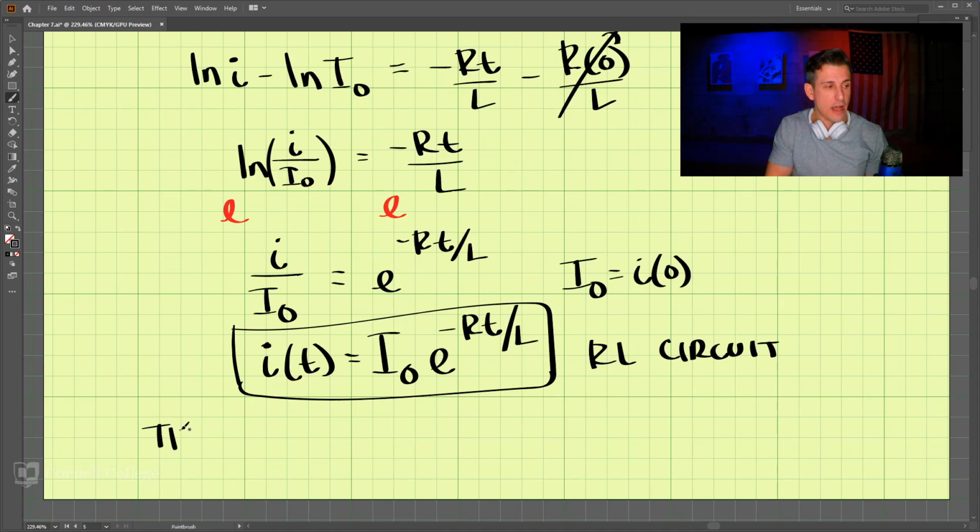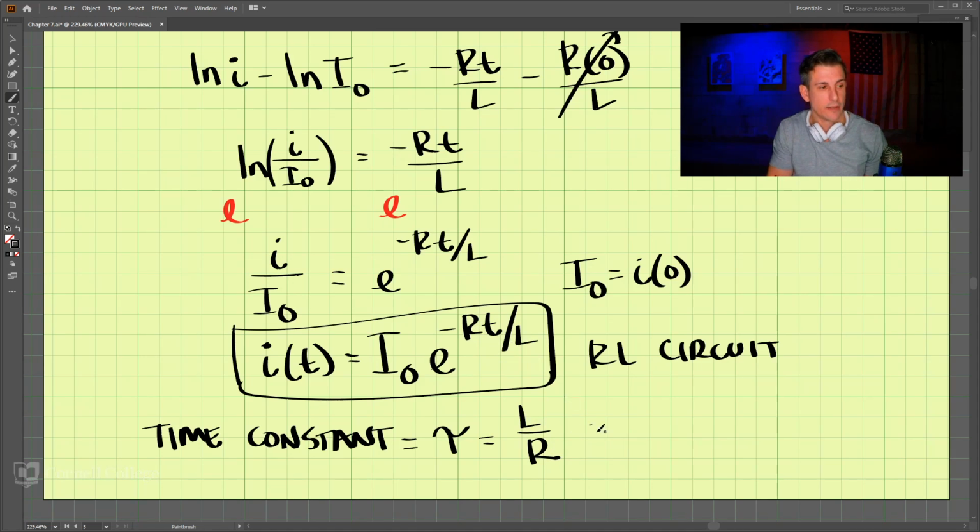We have a time constant. The time constant for this circuit, tau, is equal to L over R. So we can write this equation I of t is equal to I naught e to the negative t divided by tau, because tau is L over R and this is R over L. So divided by tau here, and that is our time constant.